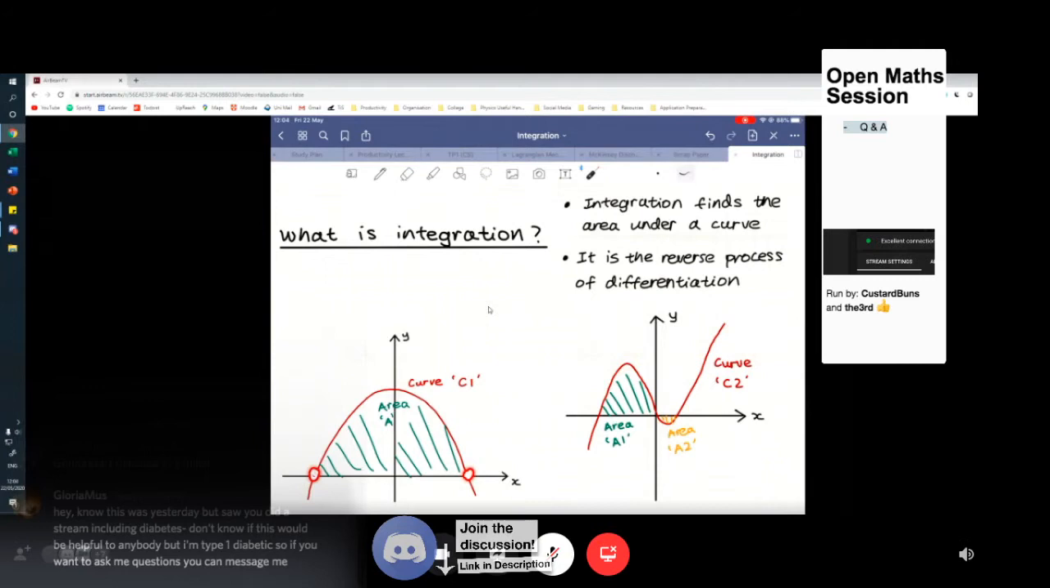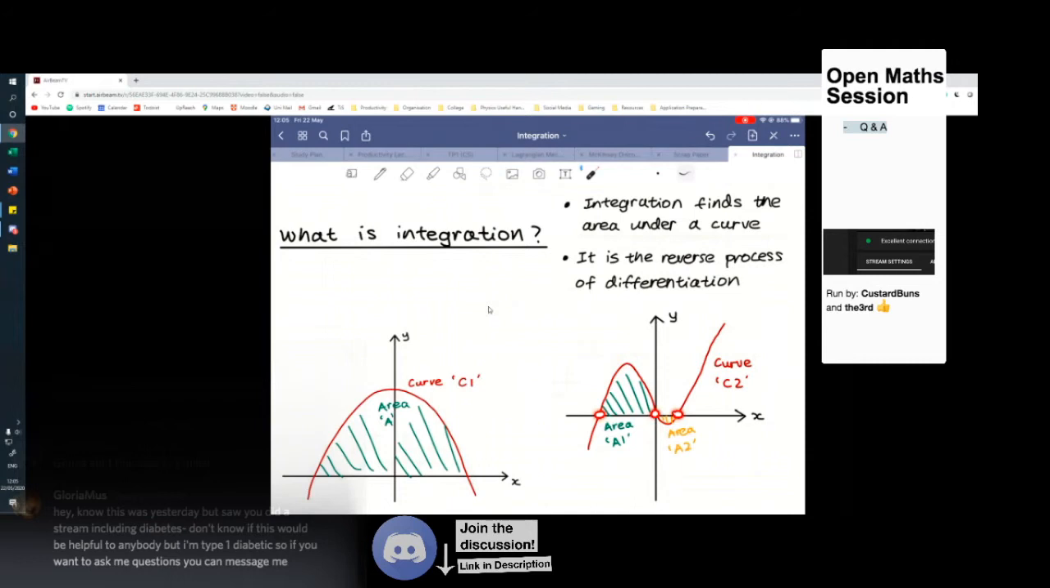Between those 2 points would give area A, the green bit. It's slightly different in the case of the cubic. If we integrate between the leftmost point and the rightmost point, we see that there's 2 places that I've shaded in, and that's area A1 and area A2.